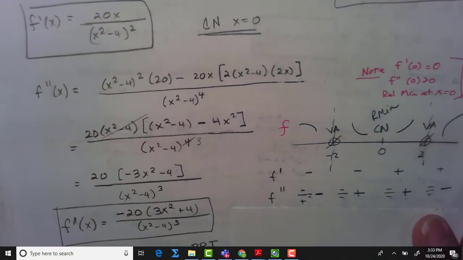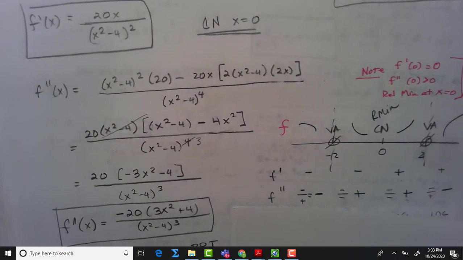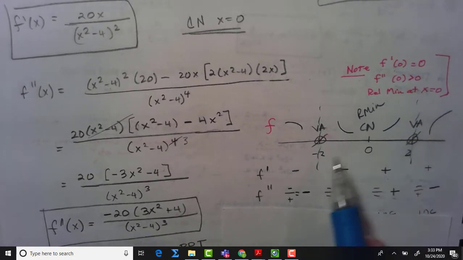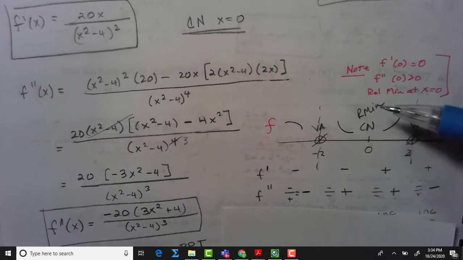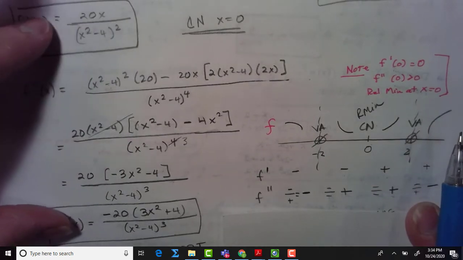And now we can do our analysis. The previous page showed the chart. Here we are with the lines. Remember that on my candidate test, I put my vertical asymptotes as markers on my number line. My critical number is where x is 0, and I'm going to evaluate the first and second derivative.